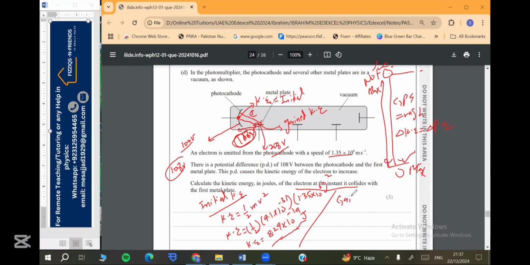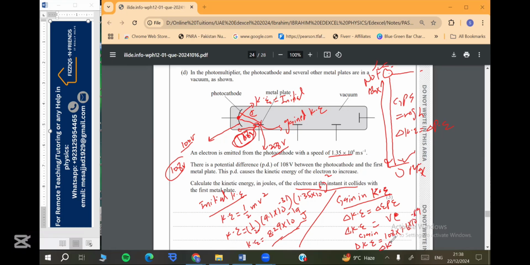So we will say gain in Ke. So we will say change in kinetic energy is actually equals to change in electric potential energy. Okay, and electric potential energy is actually equals to V times E. Okay, you need to remember this. Voltage into charge, and it will be available in your formula sheet. Okay, and kinetic energy is actually equals to same, and this will be your gain. So kinetic energy gain will be equals to voltage, which is 108, and E is charge 1.6 into 10 to the power minus 19, which is charge for electron.